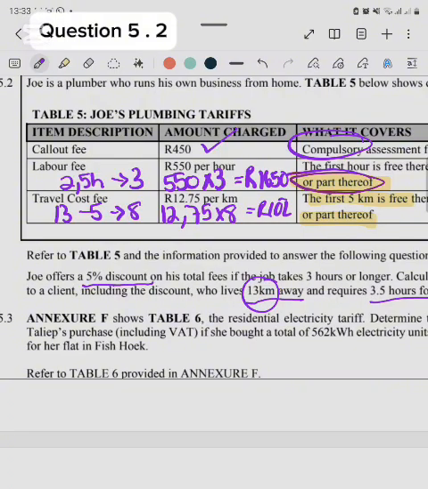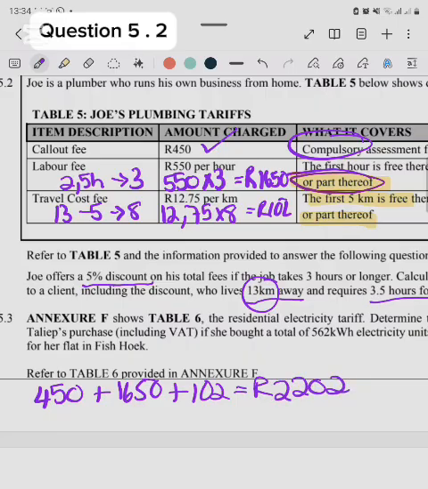Then we need to add those together. So we're going to say 4.50 plus our 16.50 plus our 102, and you are going to get to 22.02. The last thing though that we mustn't forget about was that discount, right? There was a discount there of 5%. We can't forget about that. So now we have our total cost. We need to take off 5%.